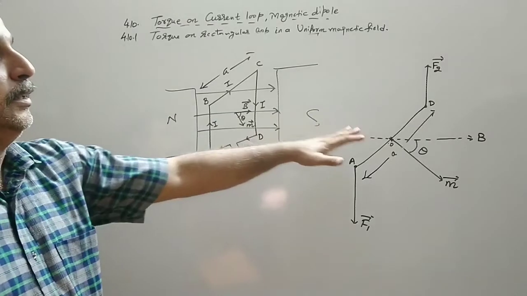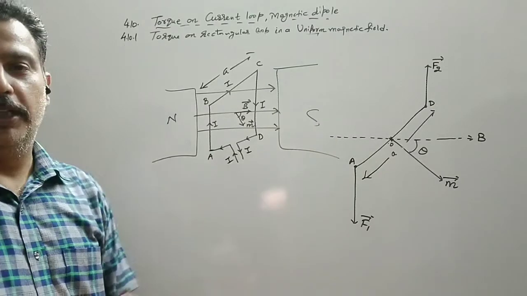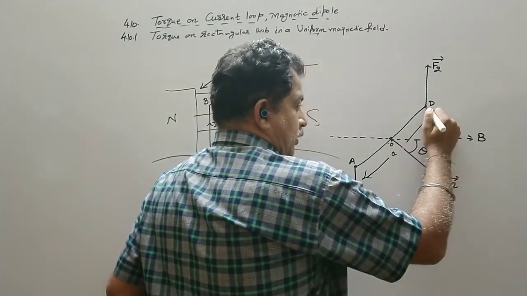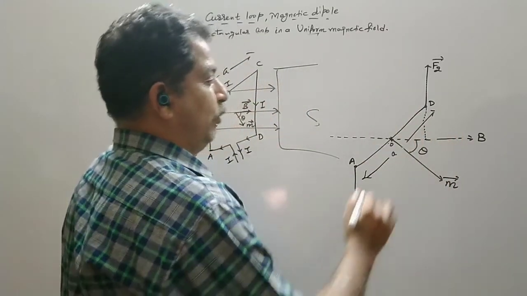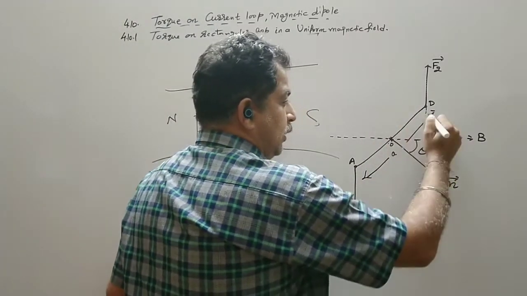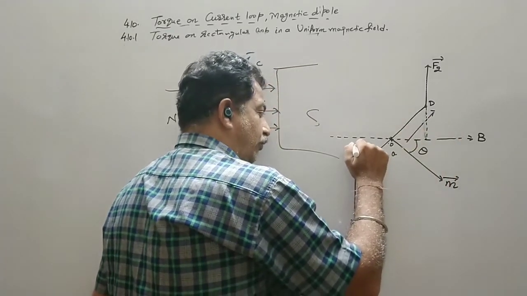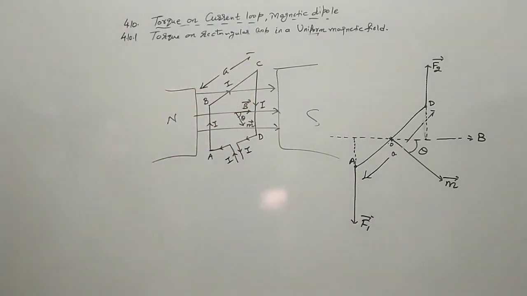But here both the forces are non-collinear. They are separated by a perpendicular distance. So if I extend this line, this is a line of action of force. This is a line of action of force, and this is also a line of action of force. So this is the situation.